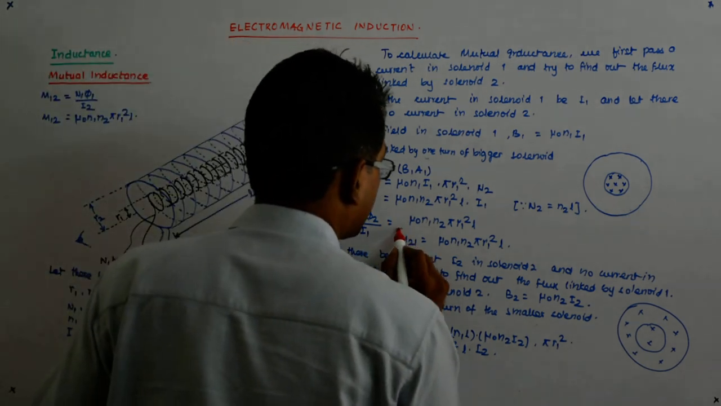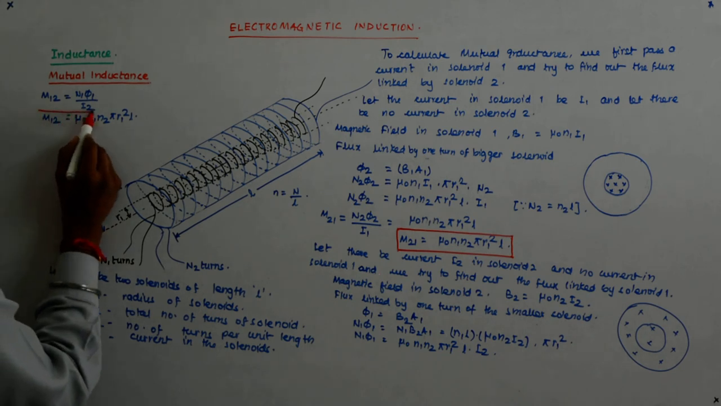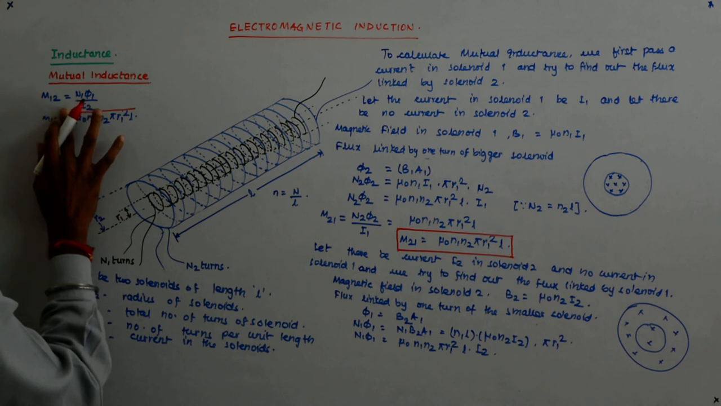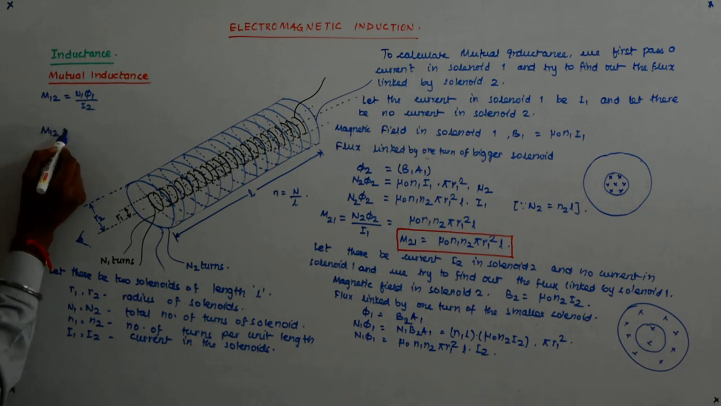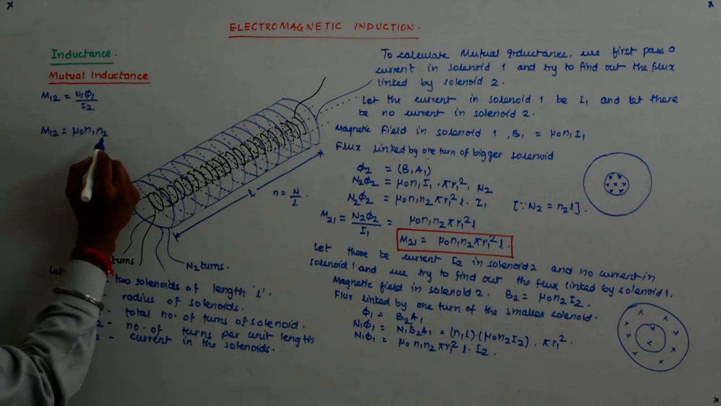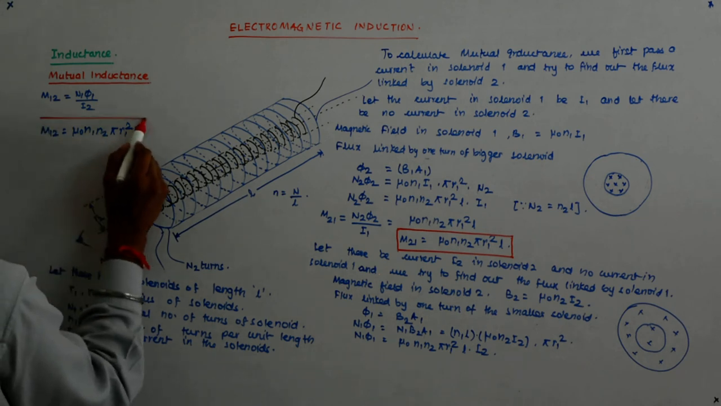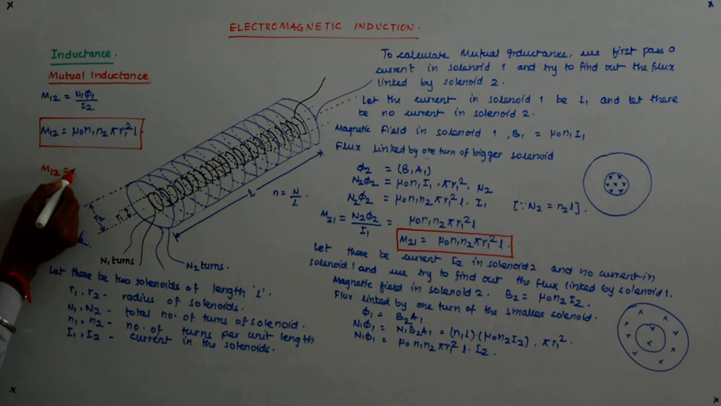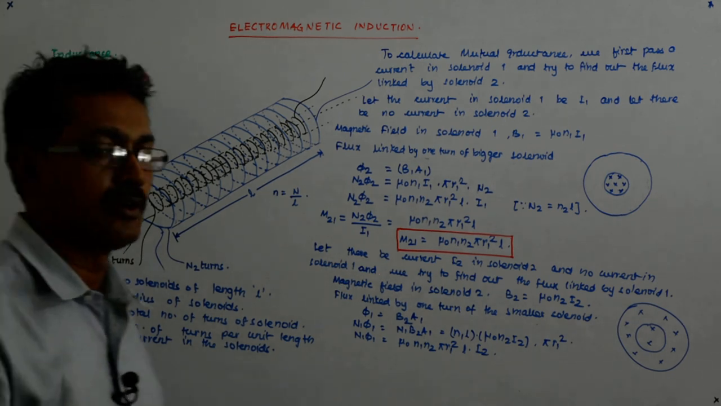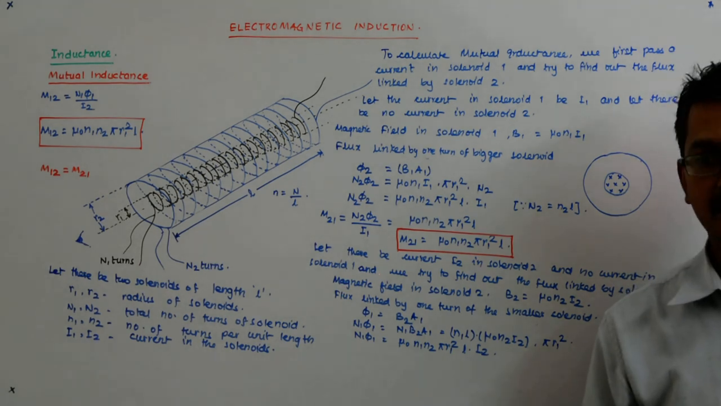Here I had got this. Here I have got this. Hold on. It is mu naught n1 n2 pi R1 square L. Okay, so are they equal? Yes. So I say M12 is equal to M21, and this always holds good. Okay, the mutual inductances are equal. Fine, we get the point.